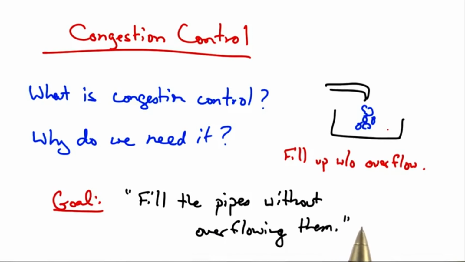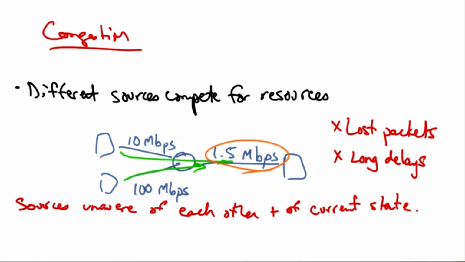So the sources are unaware of each other and also of the current state of whatever resource they're trying to share, in this case, how much other traffic is on the network. This shows up as lost packets or long delays and can result in throughput that's less than the bottleneck link, something that's also known as congestion collapse.